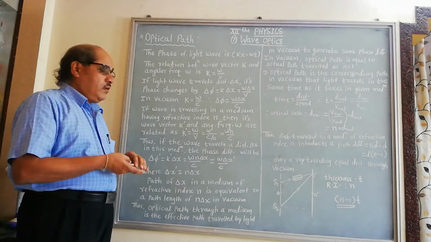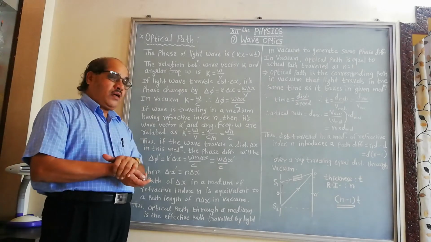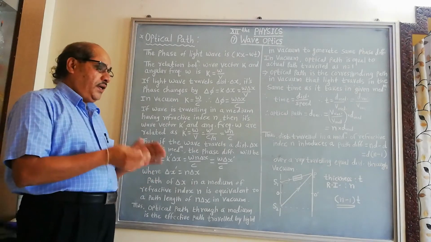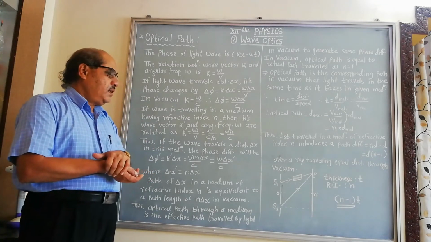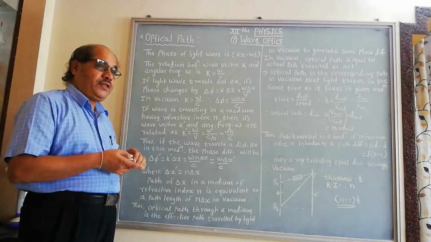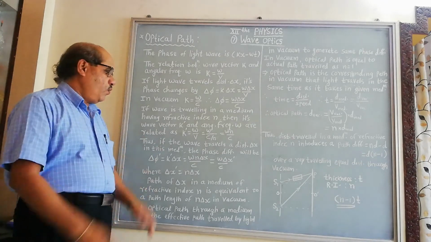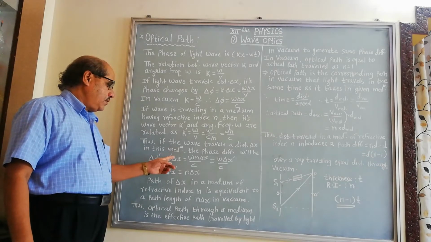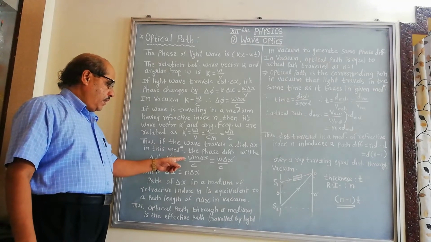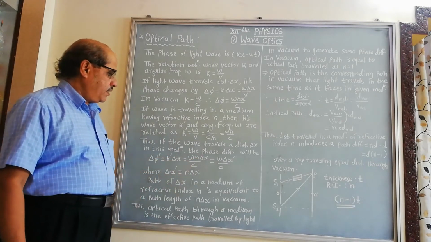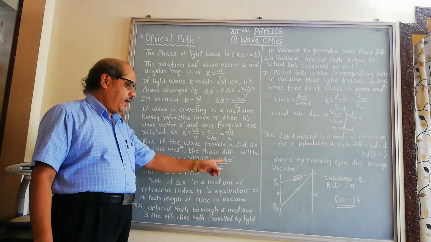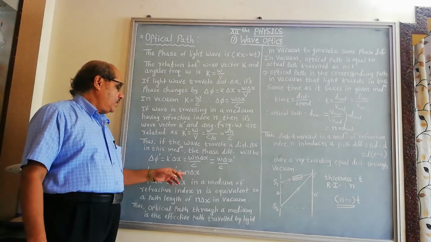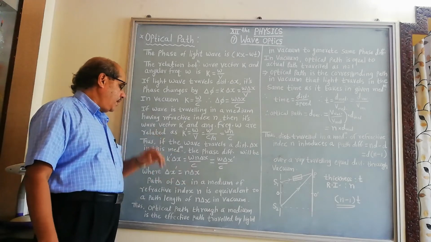Now when a wave travels a distance delta x in a medium, then the phase difference generated will be delta phi dash is equal to k dash delta x, that is equal to omega n delta x by c, that is equal to omega delta x dash by c, where delta x dash is equal to n delta x.